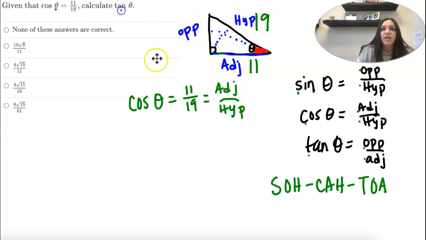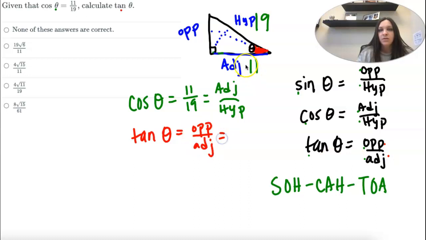And we want to find tangent of theta. Well, tangent is opposite over adjacent. So we know the adjacent side's 11, but we don't know what the opposite side is. So we have to solve. And we're not going to use trig to solve, we're going to use the Pythagorean Theorem, because we know two sides of a right triangle.